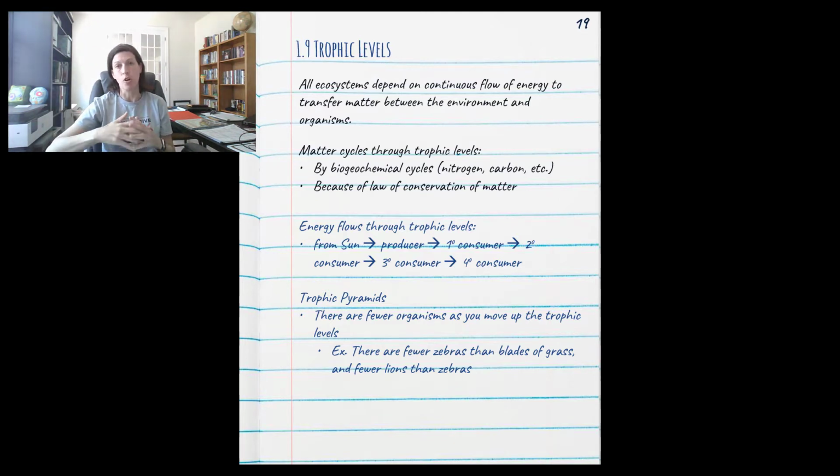And this is because of the law of conservation of matter, which says that matter cannot be created or destroyed, only converted into a different form. So it's always going to be present in some form within that cycle.